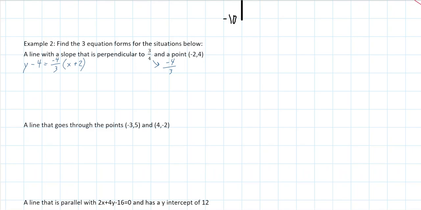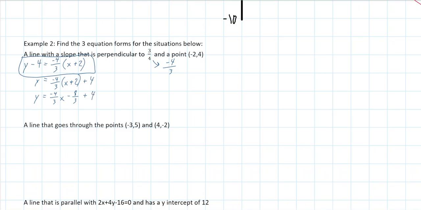Now we can move the 4 over. So this is one of our 3 forms, just by the way. This is slope point form. Now we can move the 4 over, so y is by itself. So negative 4 over 3, x plus 2, plus 4 at the end. So then we'll get y equals negative 4 over 3x minus 8 over 3 plus 4.